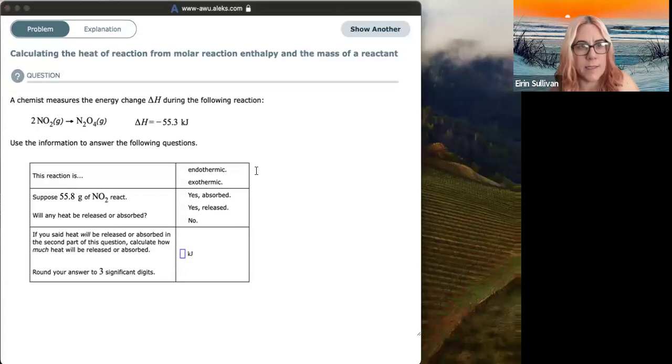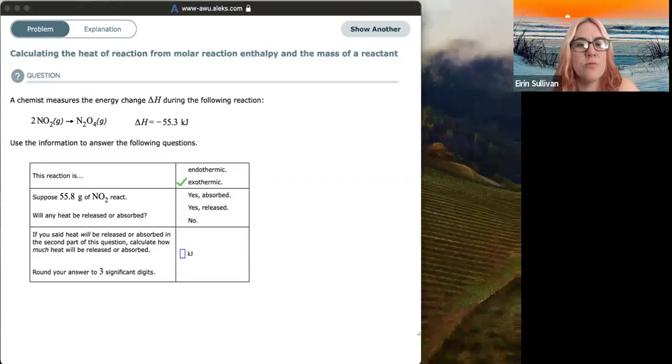Okay, so calculating the heat of reaction from molar reaction enthalpy and the mass of a reactant. Here we have delta H for this reaction exactly as written. The first one is fairly straightforward, checking that we know the sign convention for delta H. If the sign is negative, that means the reaction is releasing energy, which is what we've defined as an exothermic reaction. So delta H is minus 55.3 kilojoules, so that is exothermic.